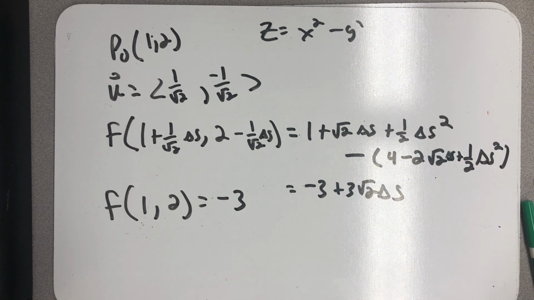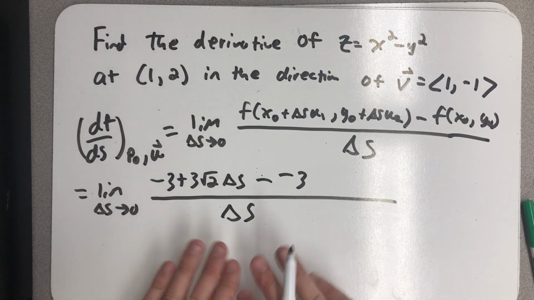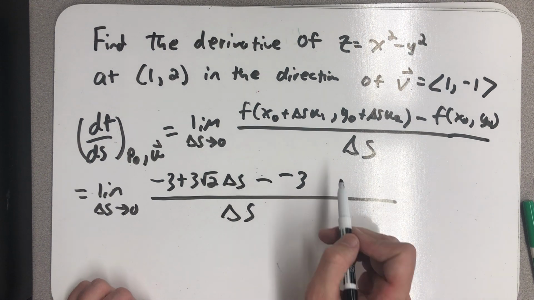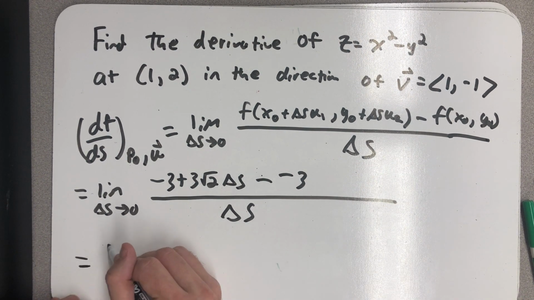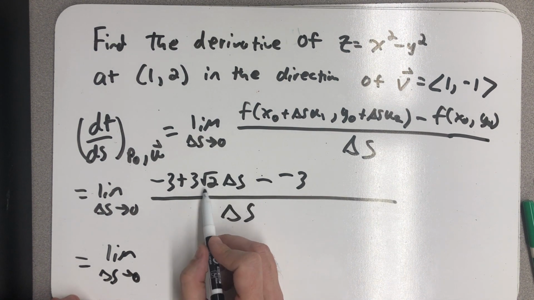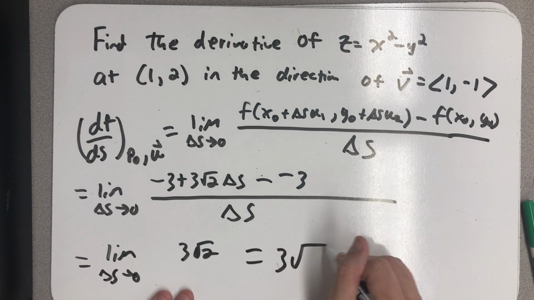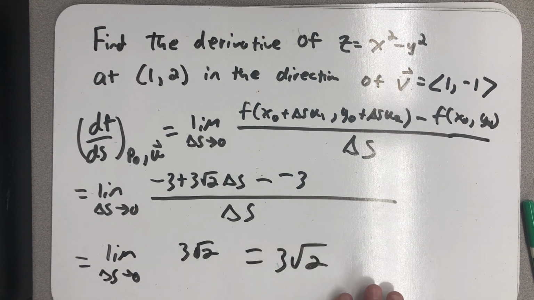So I'm going to write that down on my other board off camera, and it will just seem that it appeared on the board. And there I have it. Because we did this work on that other board, and look, minus 3 minus a minus 3, those cancel. And let's see, I have 3 root 2 delta s over delta s, and so my derivative apparently is 3 times the square root of 2.